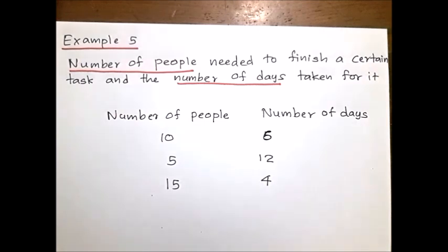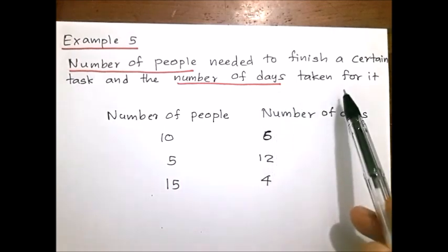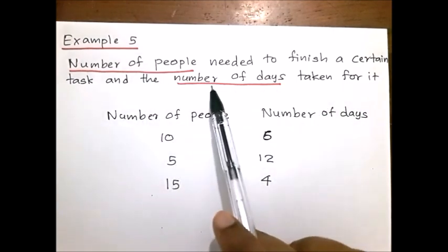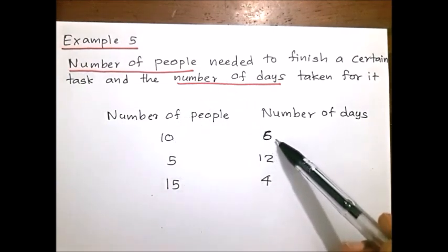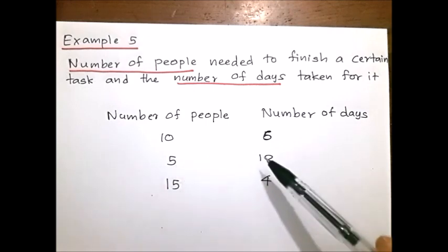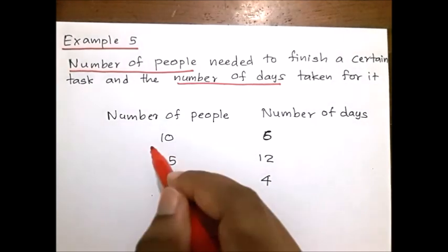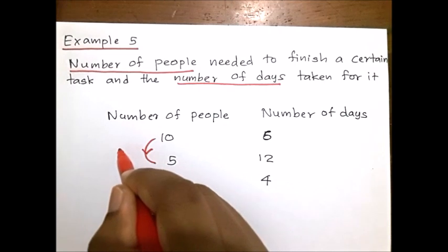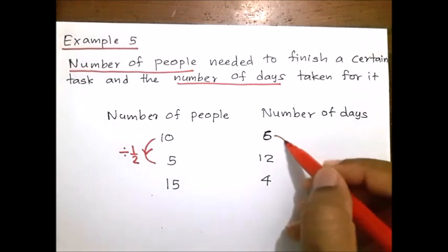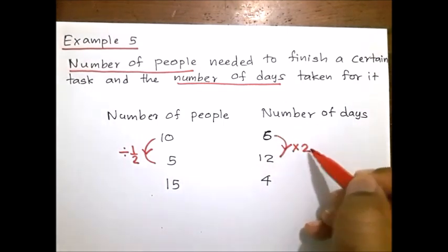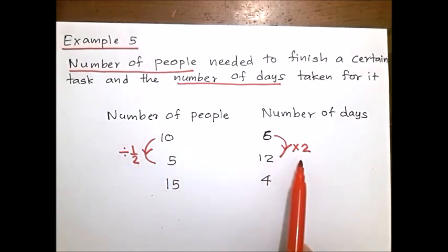Now look at the fifth example. Number of people needed to finish a certain task and the number of days taken for it. Here the two quantities are number of people and number of days. If number of people is 10, number of days taken to finish it is 6. If number of people is 5, number of days taken to finish it is 12. Now look here. Number of people become half. If number of people become half, what happened to number of days? It becomes 2 times. Here, one quantity decreases, the other quantity increases.